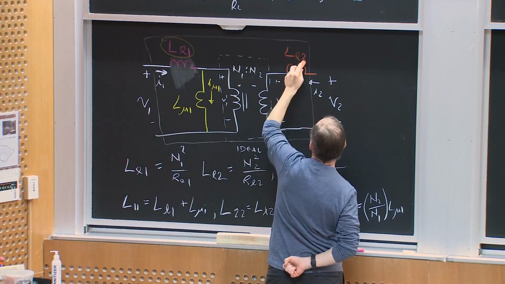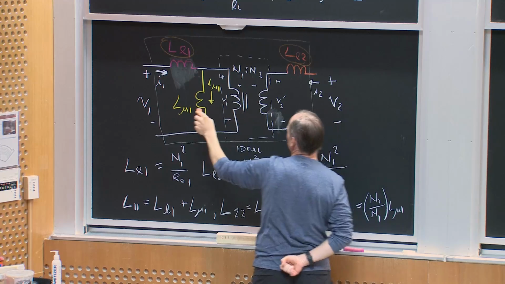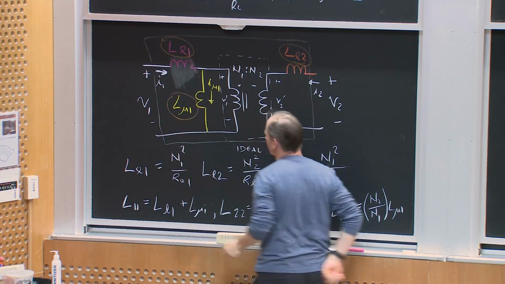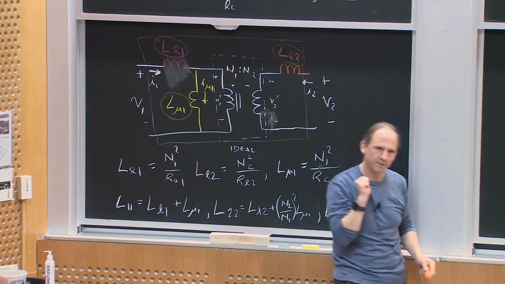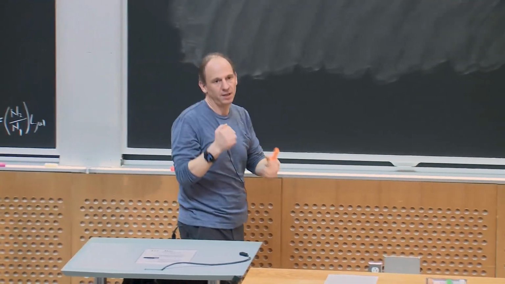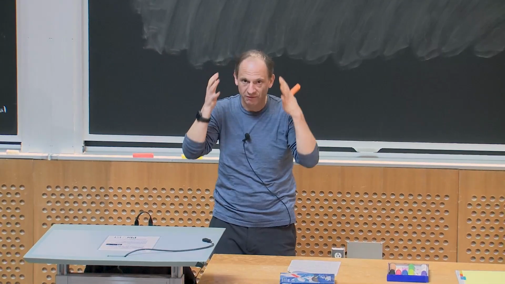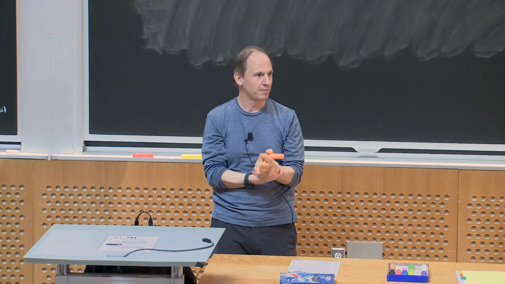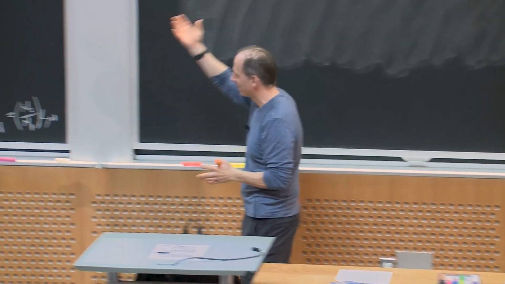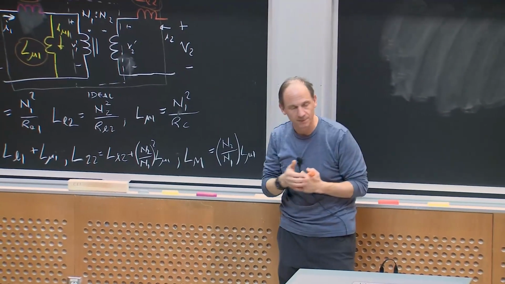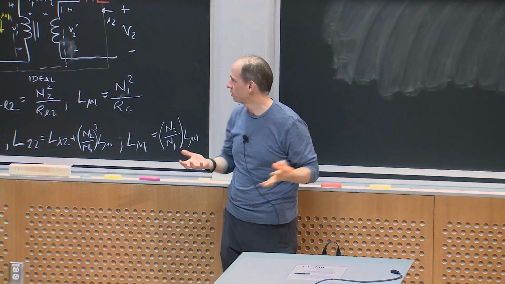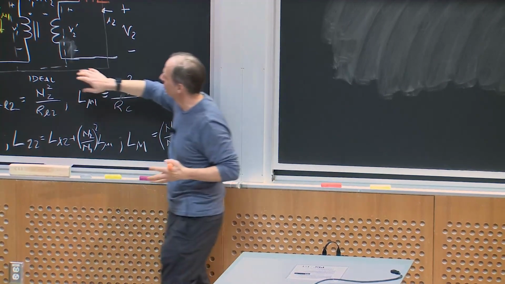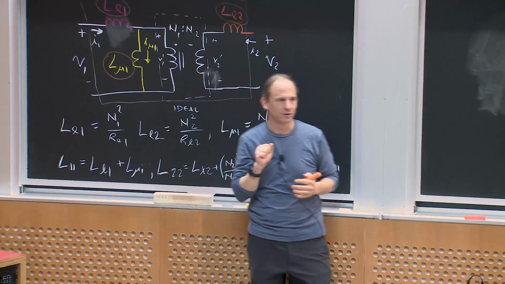I'm sorry, it has L leakage 1, L leakage 2, and the magnetizing inductance. And I could have put the magnetizing either on the primary or the secondary and scaled it in the right way. Okay? But as long as I'm using the physical turns ratio, it has the right amount of parameters. There's a 1-to-1 mapping between the two models. Okay? However, you might not always want to use the physical turns ratio.